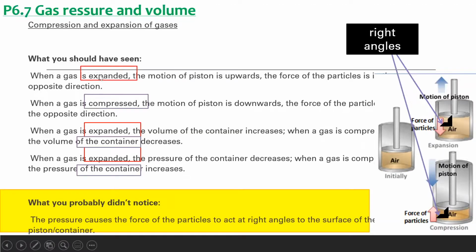So when a gas is expanded, the motion of the piston is upwards. If you expand the gas, like by heating in the previous slide, the force of the particles is in the opposite direction. When a gas is compressed, the motion of the piston is downwards. The force of the particles is in the opposite direction, because the particles will try and oppose your motion.